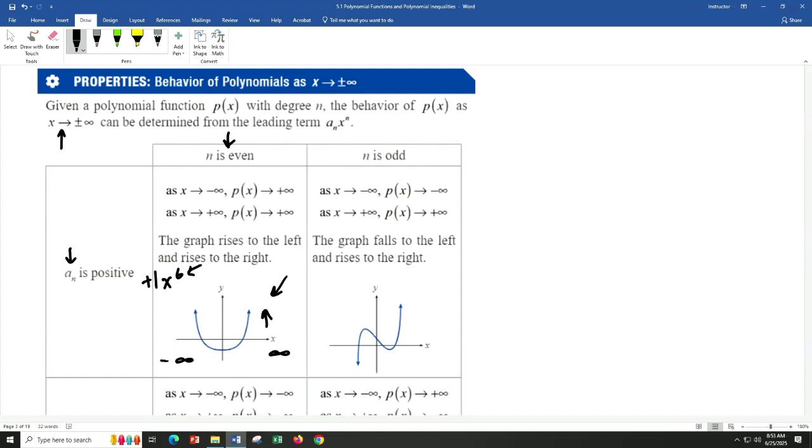On the flip side, if n is odd, can anybody tell me what this function kind of looks like right here? X cubed. Very good. This is an x cubed. Is my leading coefficient here positive or negative? What's in front of that x? What is always in front of an x? 1. Is it positive or negative? Positive. You don't see a negative symbol there, so it is positive. Since it's positive, this is how that function looks. It's a base function. Remember what I told you? If you learn the base functions, how much easier this is?